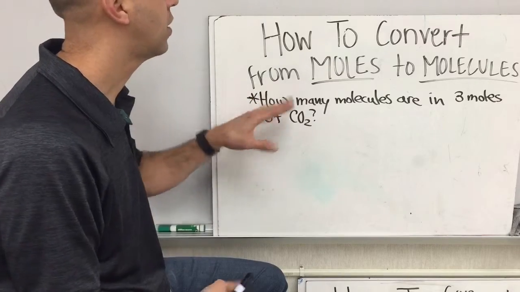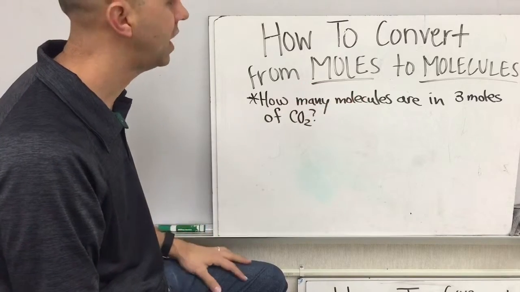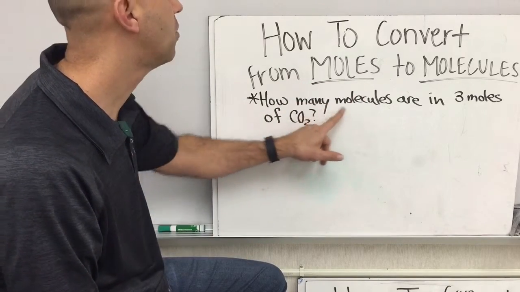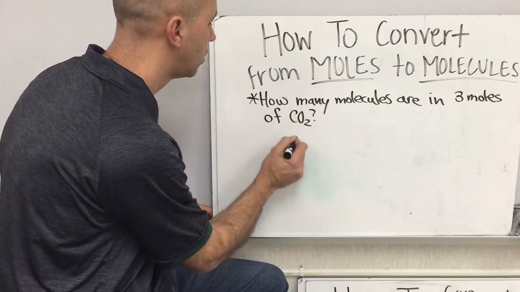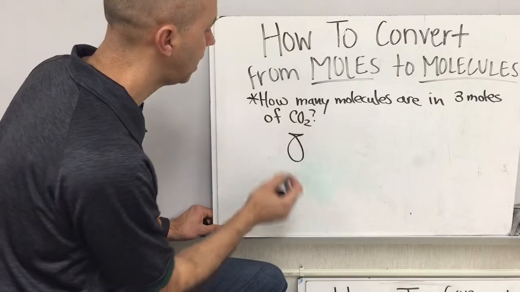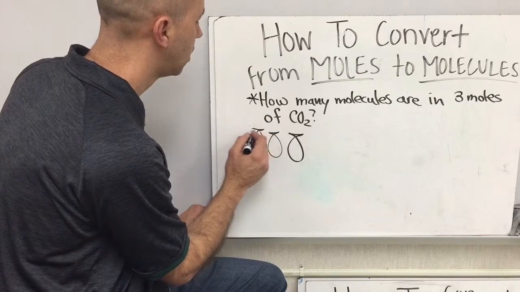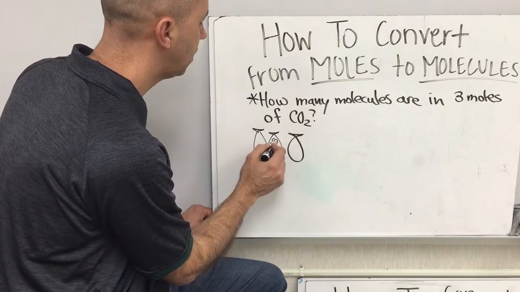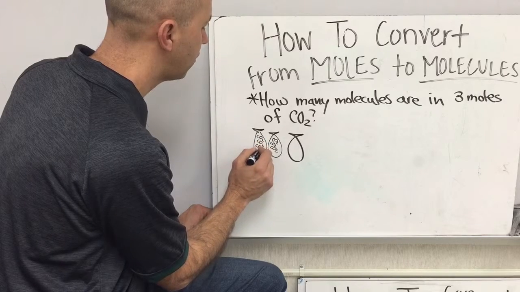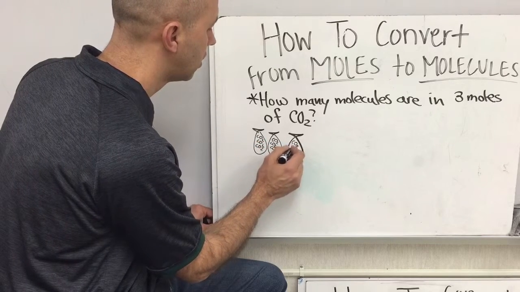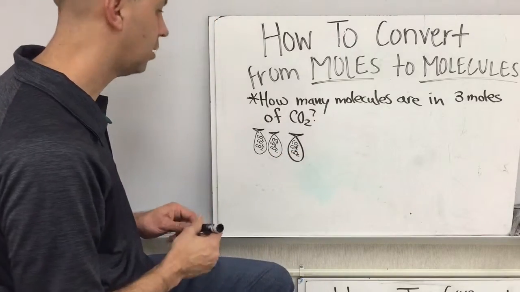Okay, so we're going to find how many molecules are in a certain amount of containers. In this case, I've got how many molecules are in 3 moles of CO2. So if I have 3 moles, that's like a bag. I'm pretending that I've got 3 bags that contain many, many little CO2s in them. How many little CO2s would I have in those 3 bags? I hope that's a little bit clear.